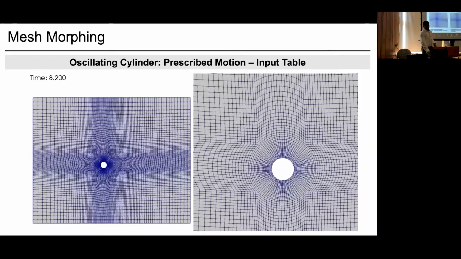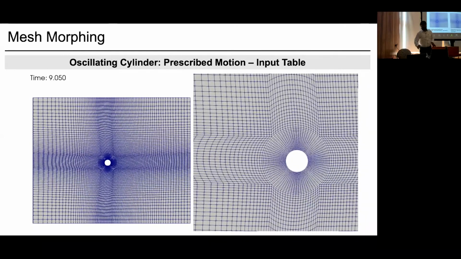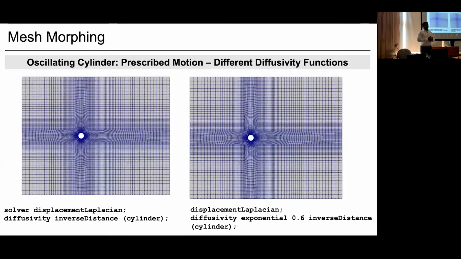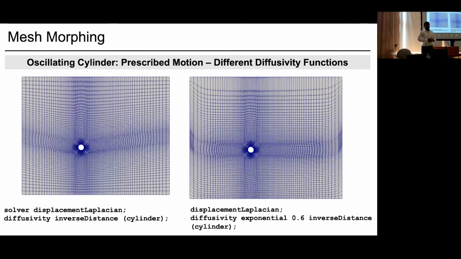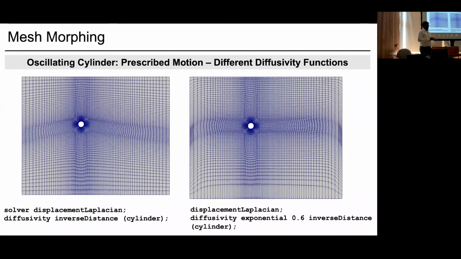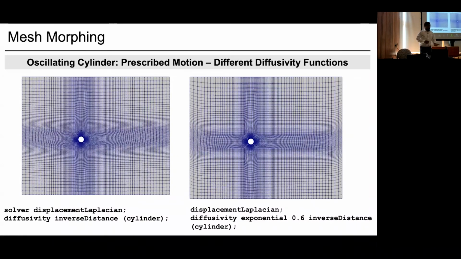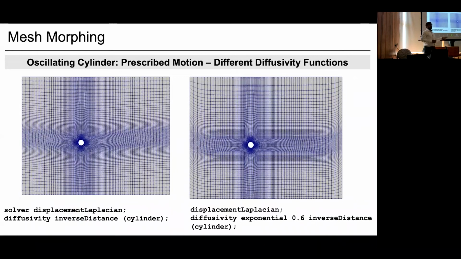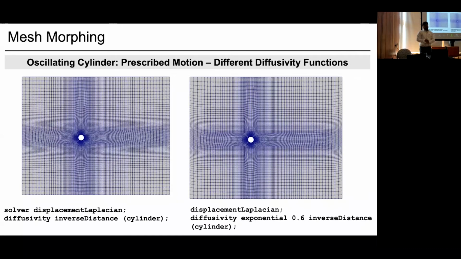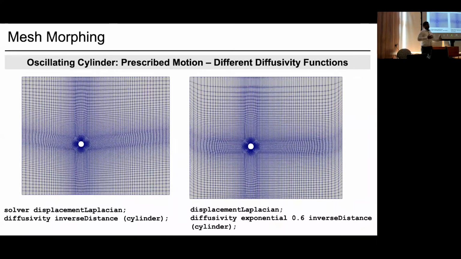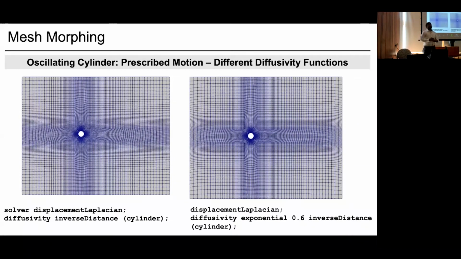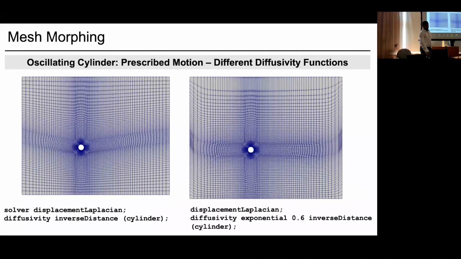And now the question in the chat, someone asked how do you choose the diffusivity function? Of course, as I said, I do not know any thumb rule for that. We have to try and error for the particular problem that we are trying. So here I show you an example of two different diffusivity functions. One is inverse distance and another is exponential, and the coefficient of the exponent is 0.6, and you can visualize what kind of difference you see in the dynamic meshing, right? So this is something we have to try and error for the particular problem that we are trying.